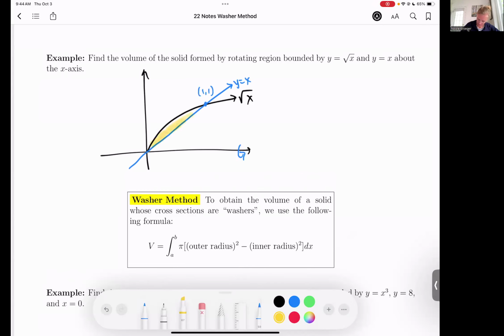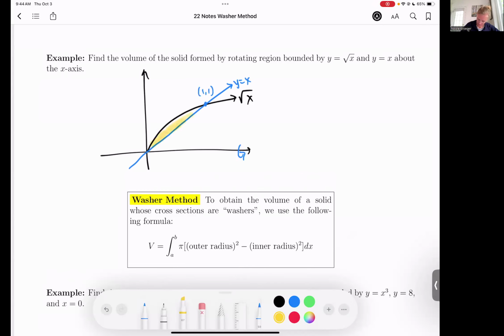This will pull up in just a second. There we go. This region again is the region that we were just looking at. The blue graph is square root of x. The red graph is y equals x. And we're going to rotate this about the x-axis. You notice as I'm rotating this that there's kind of a gap in the middle.